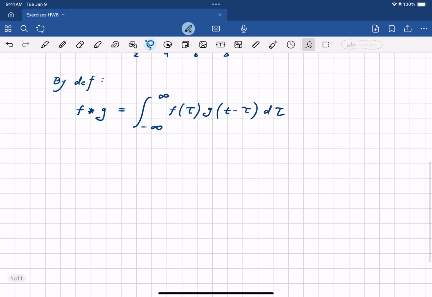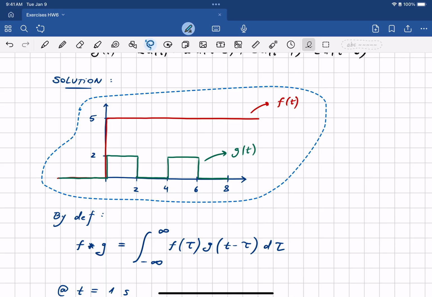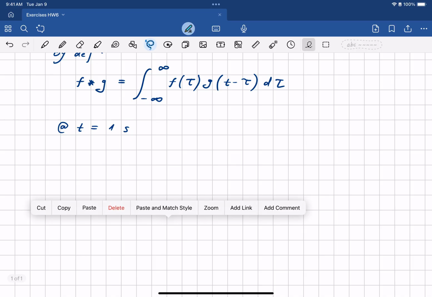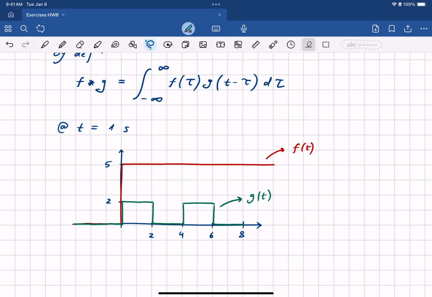So let's take it step by step. So let's think of, let's say at t equals 1. I think it's a good example. 1 second. What are we going to have for the integral? And by the way, this is kind of the point of doing this graphically, is that you can plot these functions and see what's happening around that time.